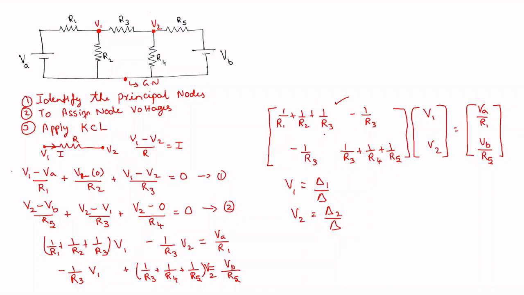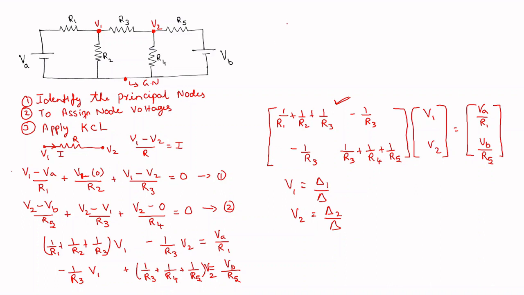So first you have to remove the first column and replace that with the right side vector, and for that particular matrix if you find the determinant, that is del 1. And del 2 is nothing but, for the same matrix, replace the second column with the right side vector and find the determinant, and that will be del 2. So you can find the node voltages v1 and v2 by using the del 1 by del and del 2 by del formula. This is how nodal analysis is done.